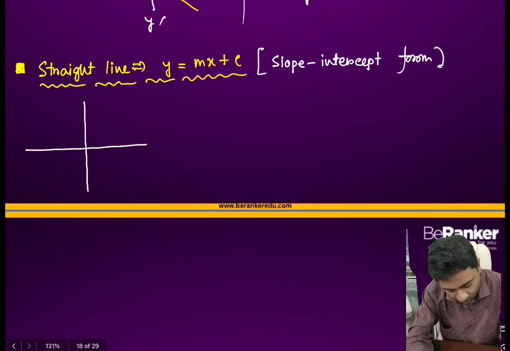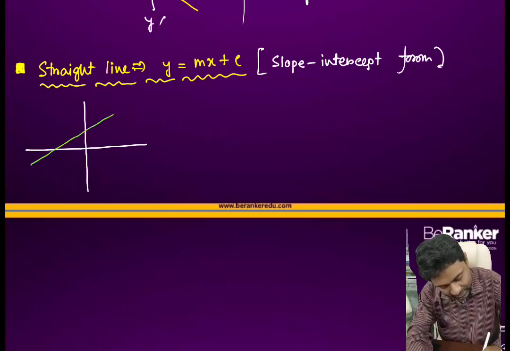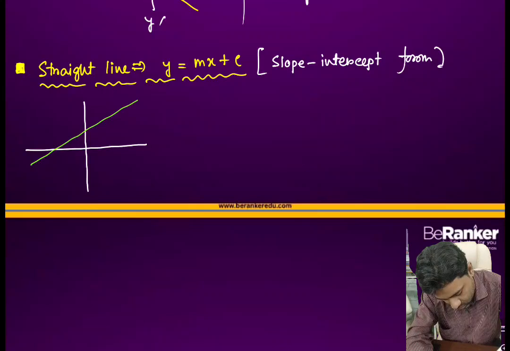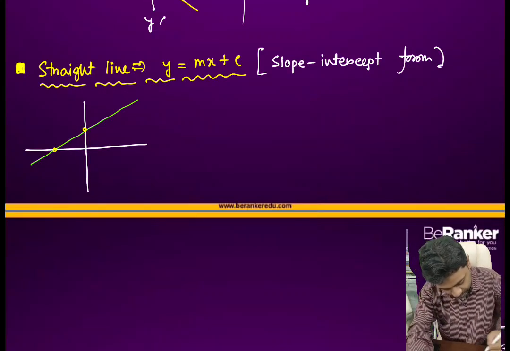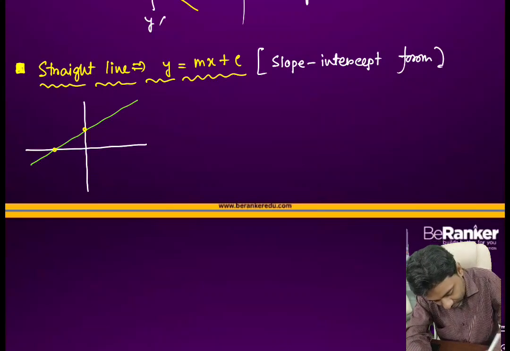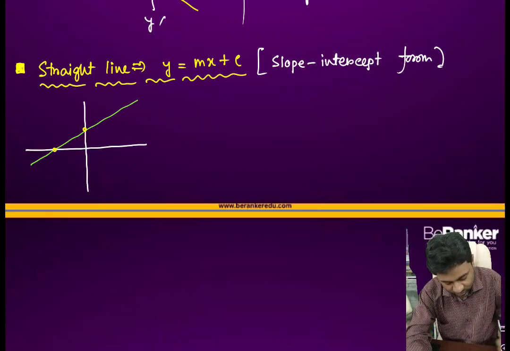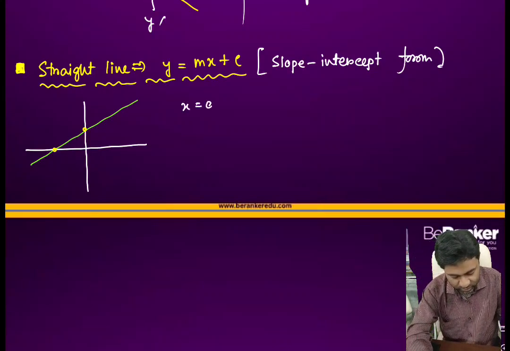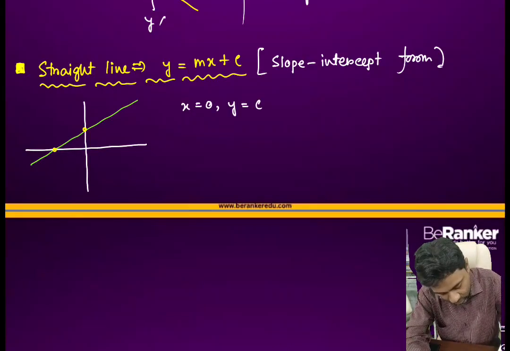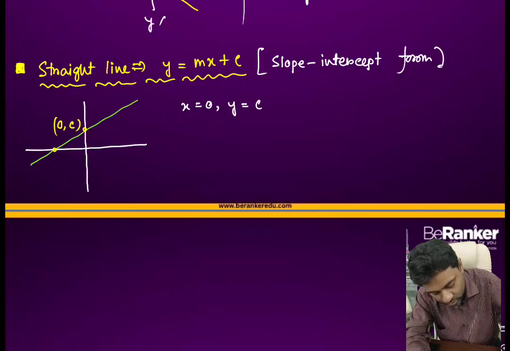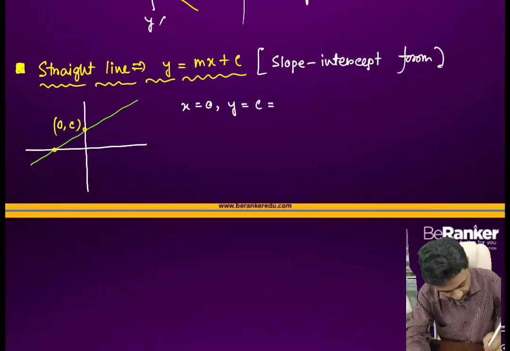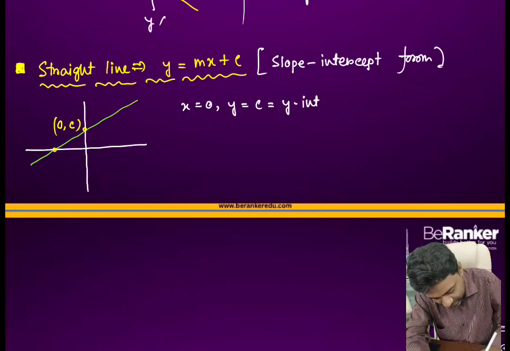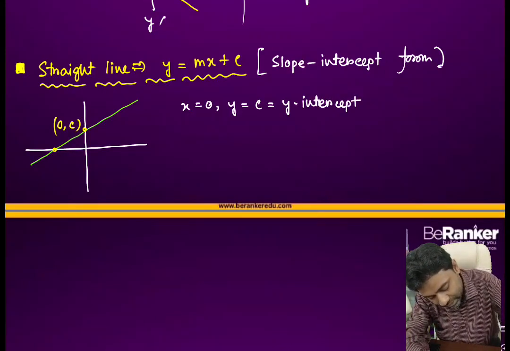So a general equation for y equal to mx plus c could be like this. Say this could be one form of y equal to mx plus c. This graph has 2 points of intersection, this and this. In y equal to mx plus c, if you put x equals to 0, y is c. So this point can be taken as 0 comma c. Here c is called the y-intercept.